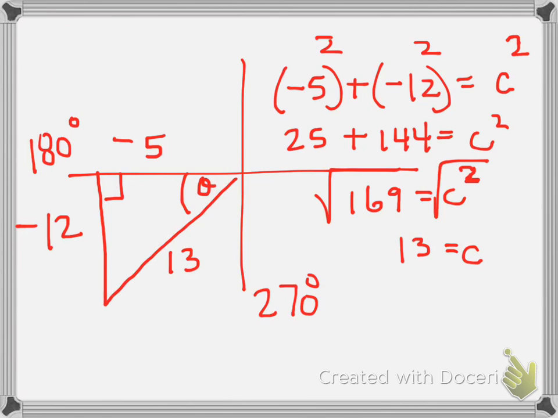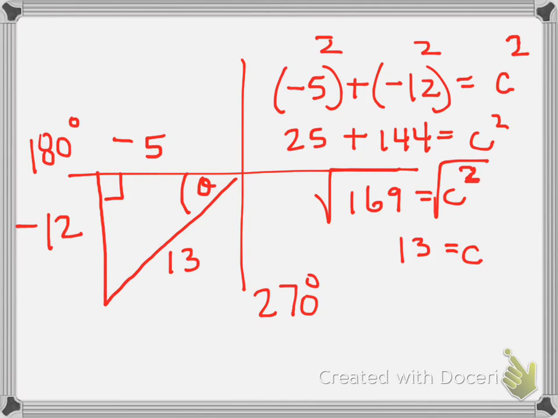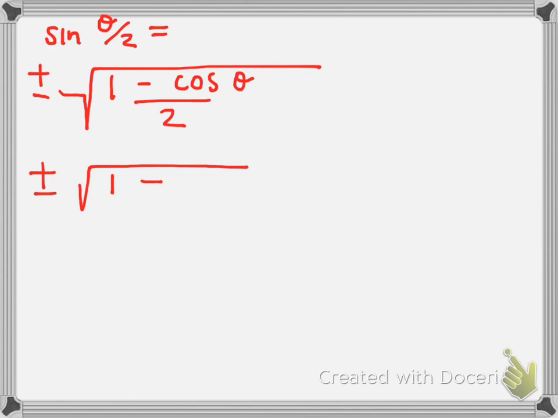So here's the identity from your identity page. This is a half angle identity. Sine of theta over 2 is equal to plus or minus the square root of 1 minus cosine theta, over 2. So then what you do is you plug in cosine of theta. Well, from here, we know cosine is adjacent over hypotenuse. So that's negative 5 over 13, all over 2.